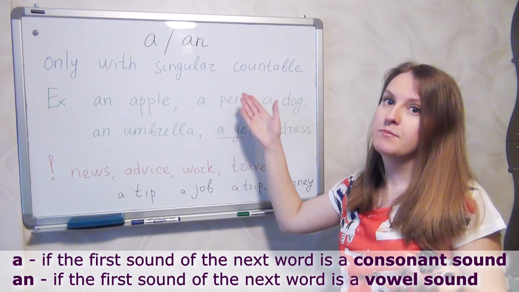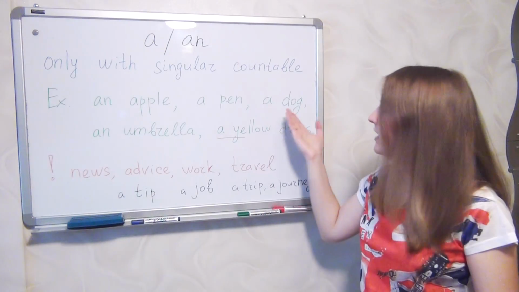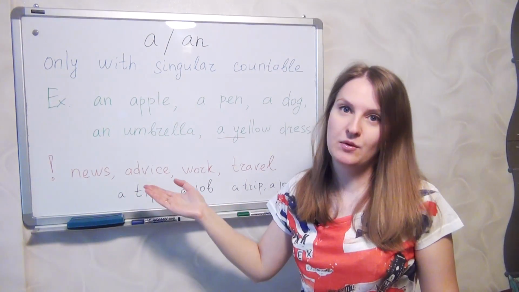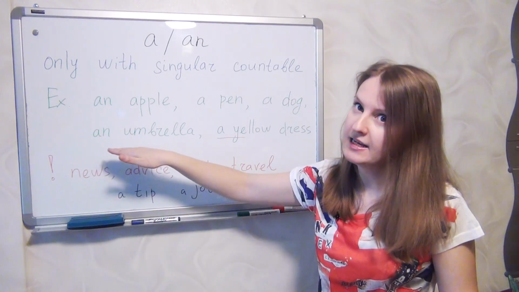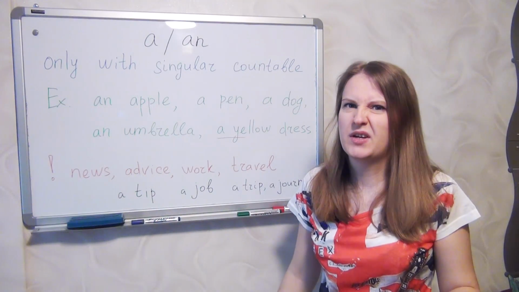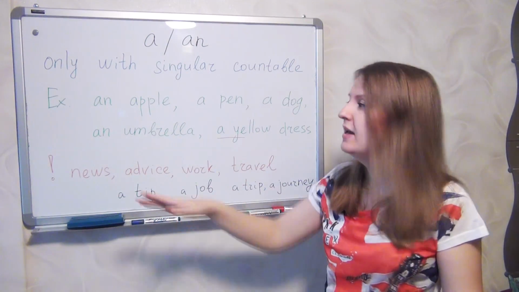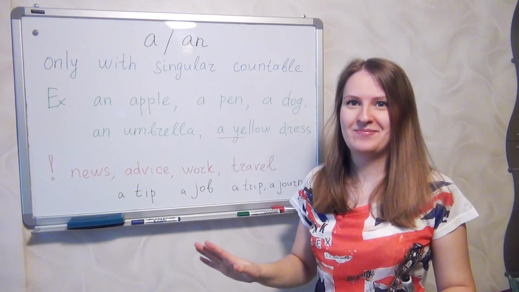A pen. P is a consonant, that's why "a", not "an": a pen. A dog, an umbrella. Once again, "u" is a vowel sound, that's why "an", not "a". A umbrella doesn't sound very beautiful. An umbrella is 100% comfortable.